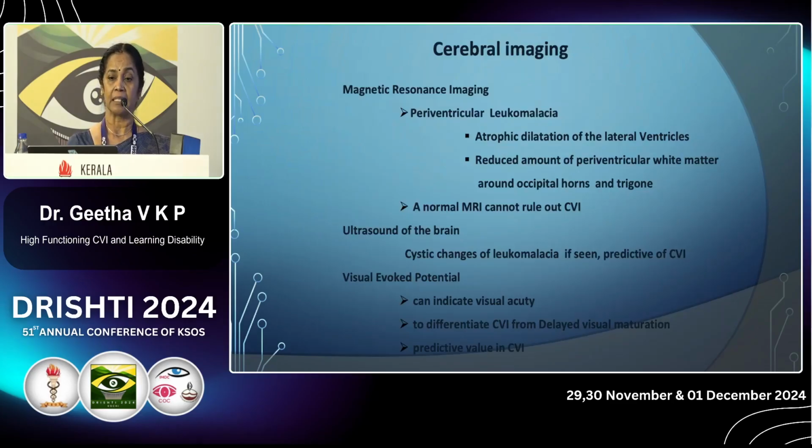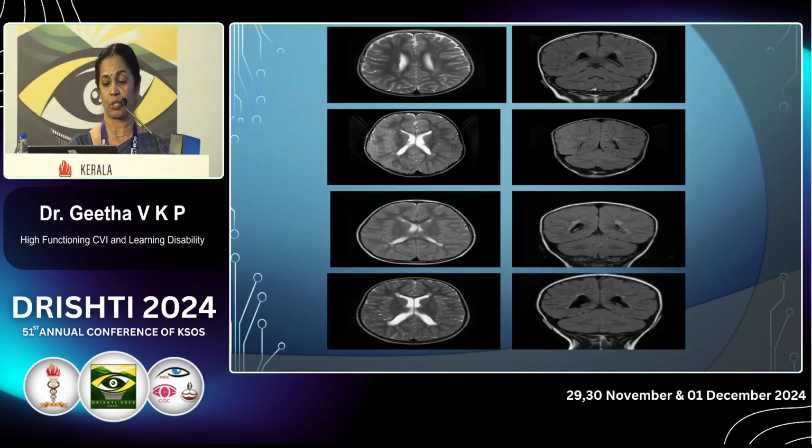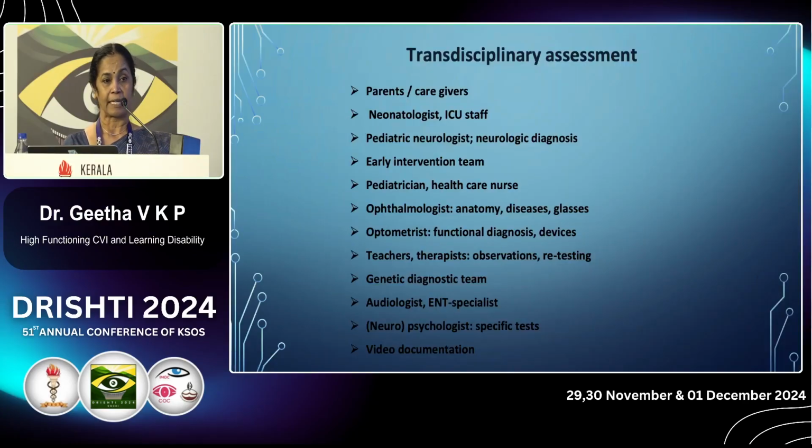Cerebral imaging: MRI may show periventricular leukomalacia, but a normal MRI may not rule out CVI. CVI is a clinical diagnosis, so in all children we need not go for MRI. In neurosonography, cystic changes of leukomalacia may be seen. It is predictive of CVI. VEP can indicate visual acuity, and it is used to differentiate CVI from delayed visual maturation, which is a differential diagnosis. Transdisciplinary assessment is needed.